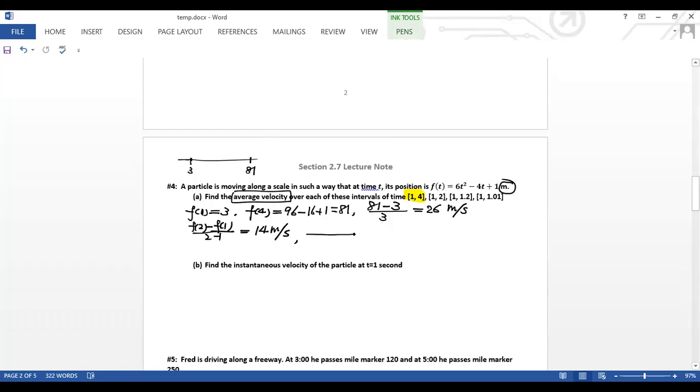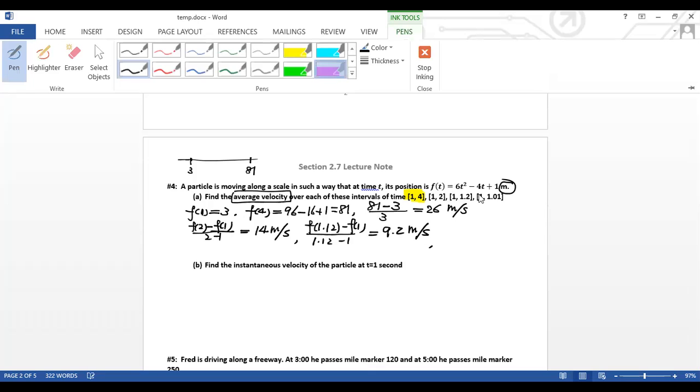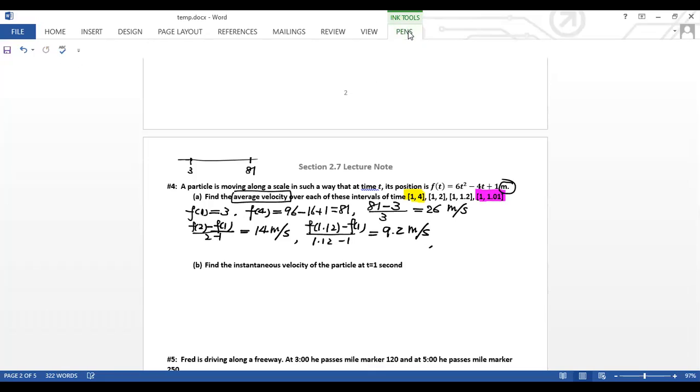Then the other ones here, you can say f of 1.12 minus f of 1, then here this is 1.12 minus 1. And you can see here, you put this into your calculator, this will be 9.2 meters per second. Now the last interval here, you travel only 0.01 seconds. So that means you have f of 1.01 minus f of 1, then this is 1.01 minus 1. And you will get something very close to 8.06 meters per second.